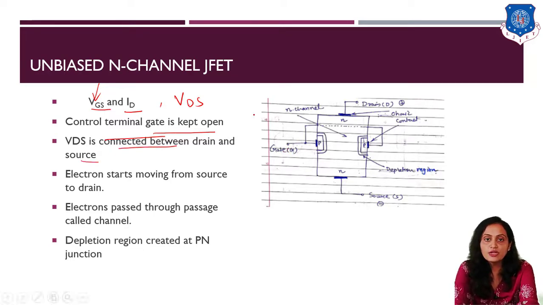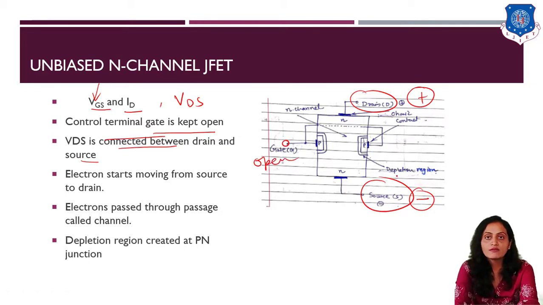Now VDS is connected between drain and source. This is the drain terminal, this is the source terminal, and here the plus of the battery is applied, and here the minus of the battery is applied. This gate terminal is kept open, so we have not applied any gate to source potential difference.